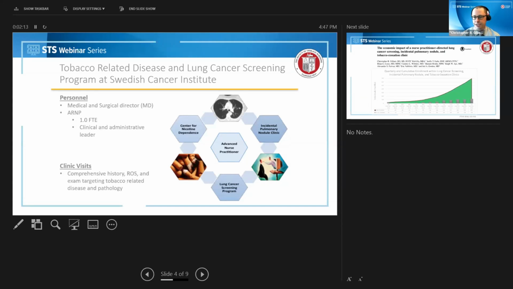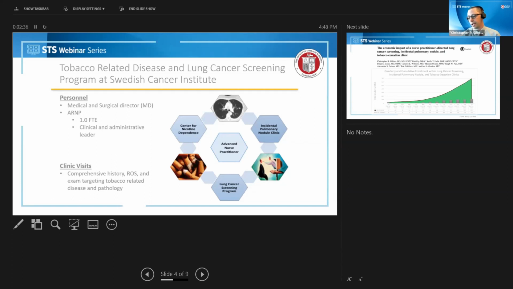Our setup is seen in the picture to the right, but our personnel is mainly a medical and surgical director, as well as an ARNP. And initially when we started the program, we had one ARNP who was one full-time equivalent, and this person was essentially the clinical and administrative leader of the program.